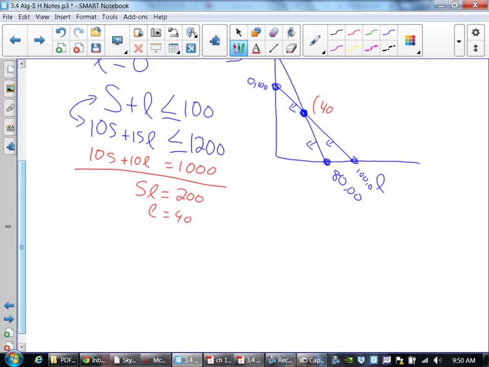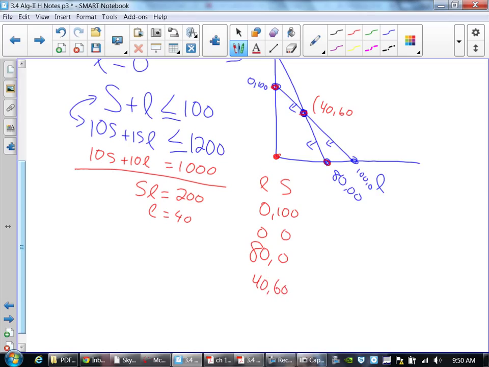That's where the trickiness comes in. You might forget which way you labeled your problem. So just make sure wherever you put L is the first coordinate, or the second if it's on the other axis. So your test points to check for maximizing profit are at 0, 100. Now remember, this is S and this is L. Oh, sorry, I had it backwards. L and S. Sorry. 80 and 0, and 40 and 60.